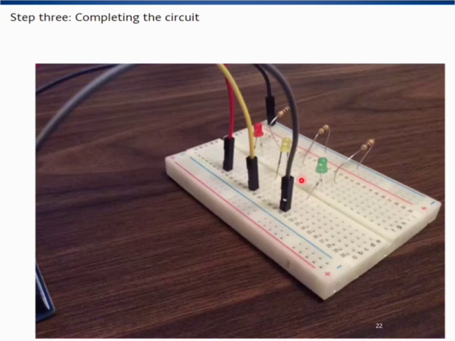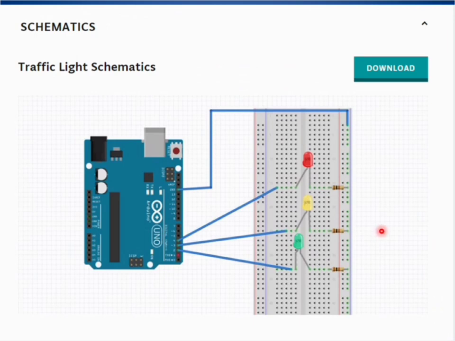Then we have to complete this circuit. Here you can see the lengthier leg parts are connected to the Arduino board, and this is how they are connected. With the help of this schematic diagram you can see the positive legs of the LEDs are connected to digital pins 2, 3 and 4. Okay, 2, 3 and 4 we have selected as the output pins of this Arduino.